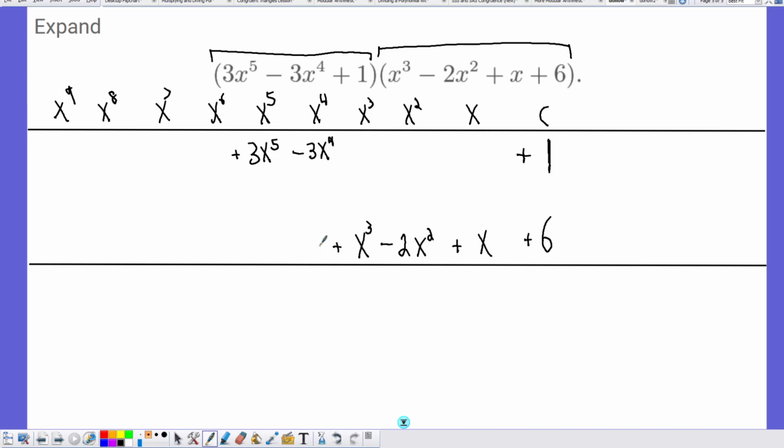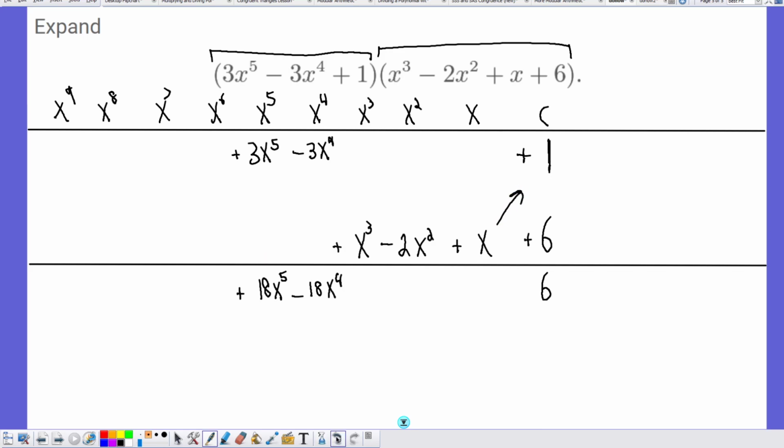And now we can kind of treat it like a standard multiplication problem, where we have, alright, 6 times 1 is 6, and that will remain in the constant column, 6. Then we have 6 times negative 3x to the 4th. Well, 6 times negative 3 is negative 18, and that's going to remain in the x to the 4th column. So negative 18x to the 4th. And then 6 times 3x to the 5th is positive 18x to the 5th. Now I multiply everything with x.